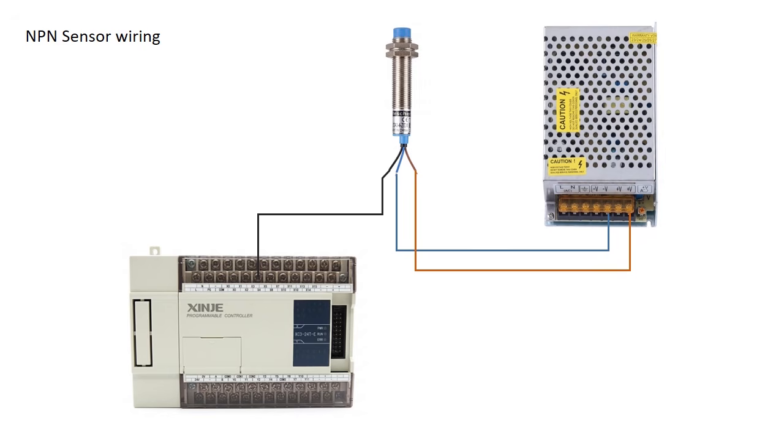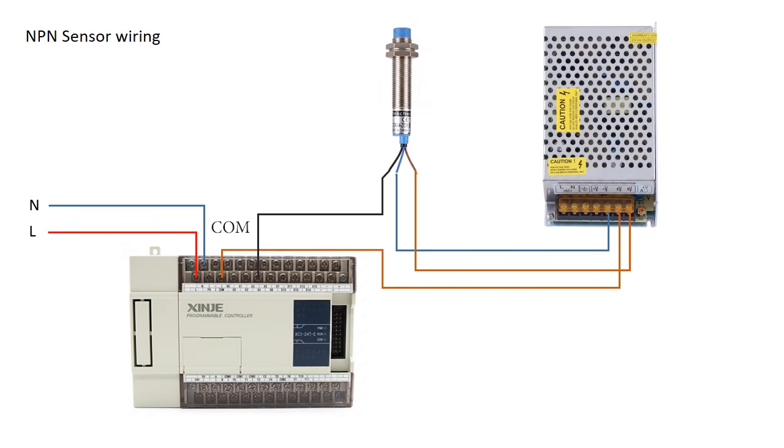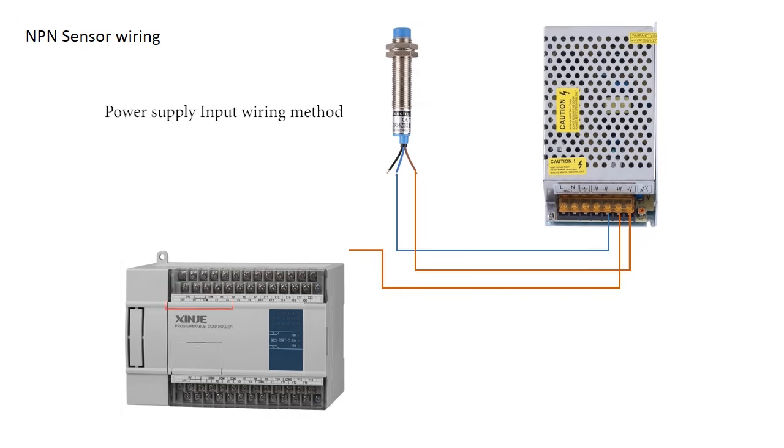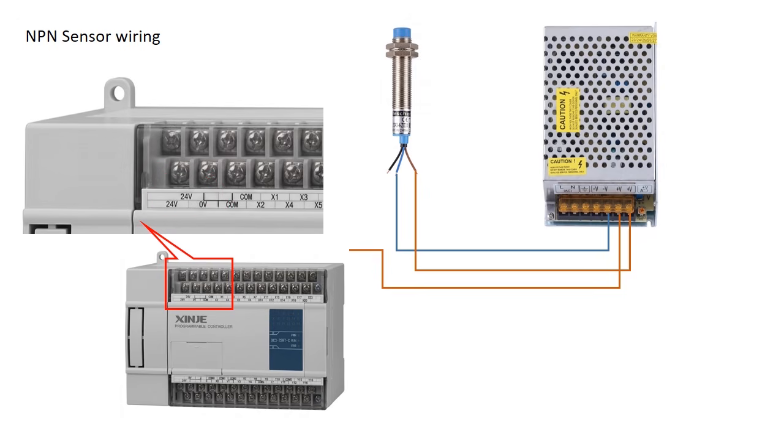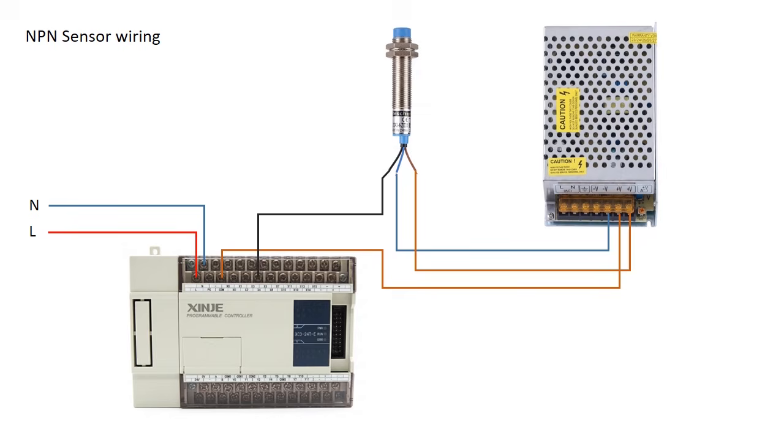The PLC is powered using a separate external power source. Typically, 230 volts AC is supplied to the PLC through the L and N terminals. Then, the PLC COM terminal is connected to the 24 volt positive terminal of the power supply. Now the wiring is completed. This method is called the power supply input wiring method. Some PLCs have a built-in 24 volt power supply, so in that case, you don't need an external power supply.